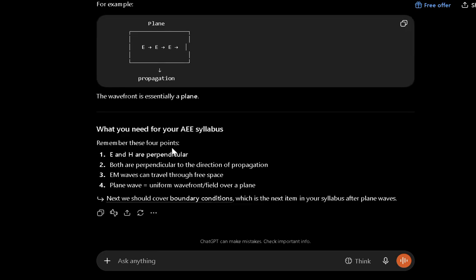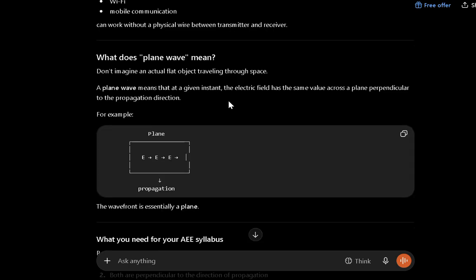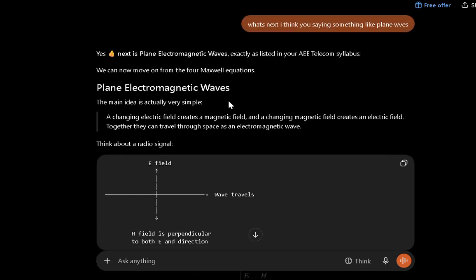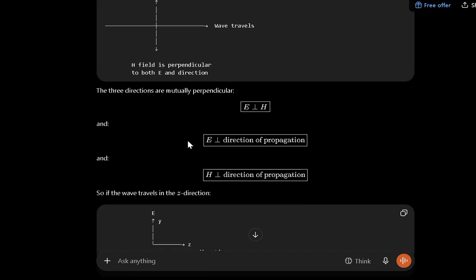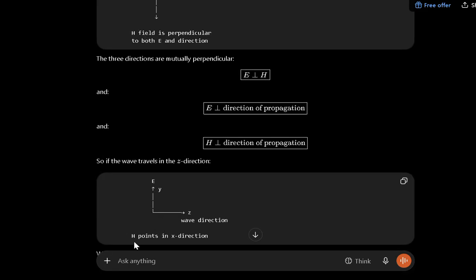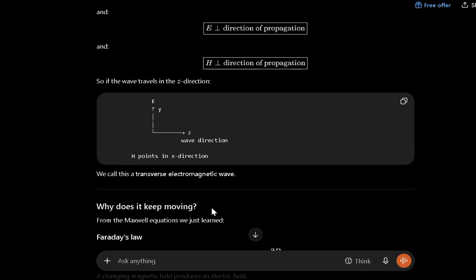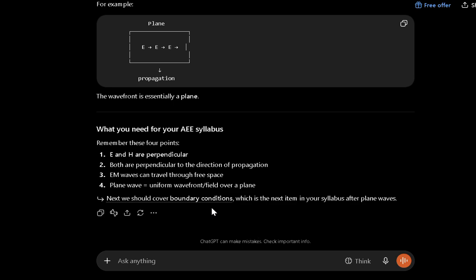So remember these four points. This is very important. Don't get confused: the electric field is perpendicular to propagation, and the magnetic field is also perpendicular to propagation. These two are also perpendicular to each other. In three dimensions, the x-axis is perpendicular to the z-axis, the z-axis is perpendicular to the y-axis, and the y-axis is perpendicular to the x-axis. Like that, H points in the x direction. Okay, we'll study what's next.